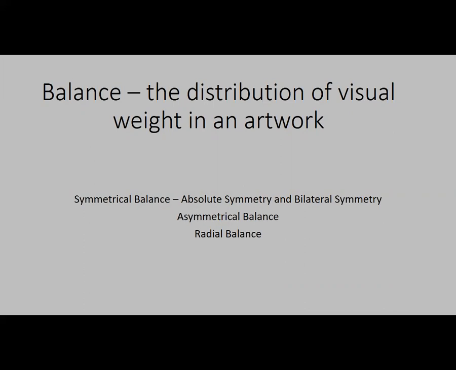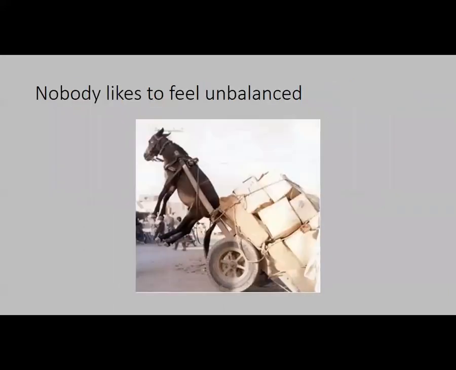There are three main kinds of balance, and one of them is broken up into two components. The first is symmetrical balance, where there's absolute symmetry and bilateral symmetry. There's asymmetrical balance, and there's radial balance. We'll go over what each one of those means.